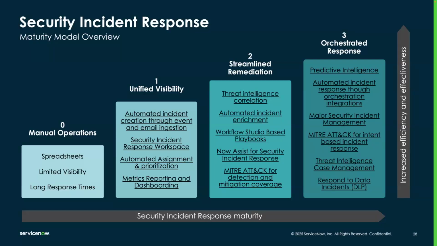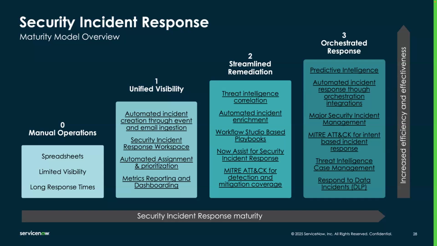We may have a SIEM solution. We may have alerts coming from disparate tools. And we tend to see customers starting off typically with email, right? Maybe spreadsheets, but usually email. And as we start to bring in those alerts from your detection tools, your threat response tools, we establish that single system of record in ServiceNow. And we start to look at automating the collection of those alerts into security incident response.